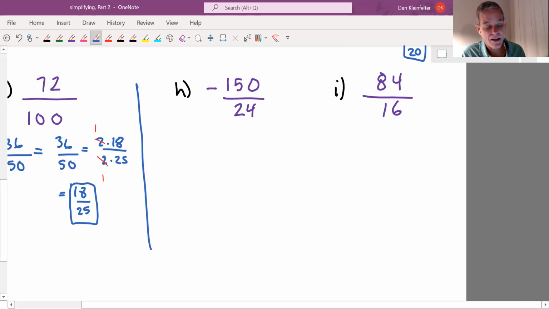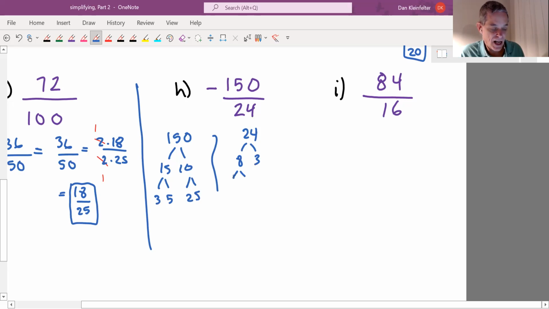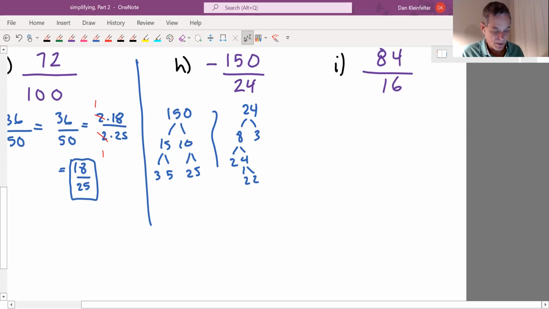So just for fun, let me go back to the prime factorization way of doing this. So 150 is 15 times 10. 15 is 3 times 5. 10 is 2 times 5. And then 24 is 8 times 3, and 8 is 2 times 4. 4 is 2 times 2. Okay, so let me put this back together. Don't forget the negative sign. Negative, and then we had 2, 3, 5, and 5. And then for 24, there were 3 2's and a 3. 2, 2, 2, and 3.